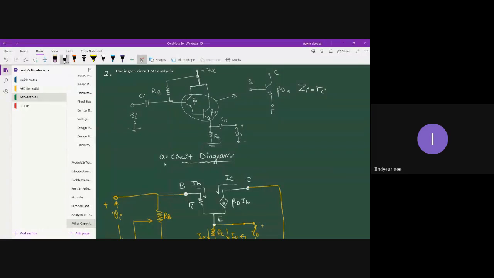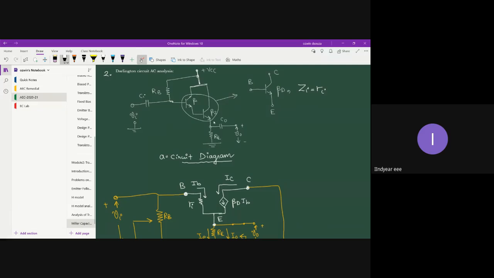Okay, so figure A represents the circuit diagram. As you can see, this is based on the emitter bias circuit, right? You have resistor RB and you have biasing resistor RA. One noticeable difference is that it doesn't have a collector resistor. This is what is required for an emitter follower circuit.